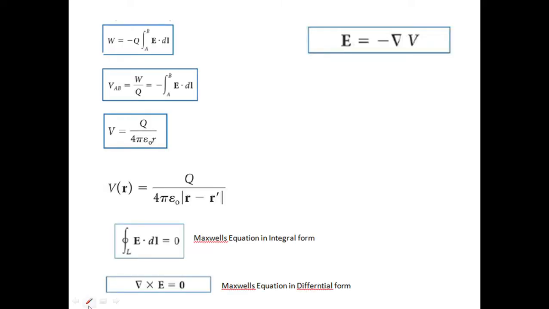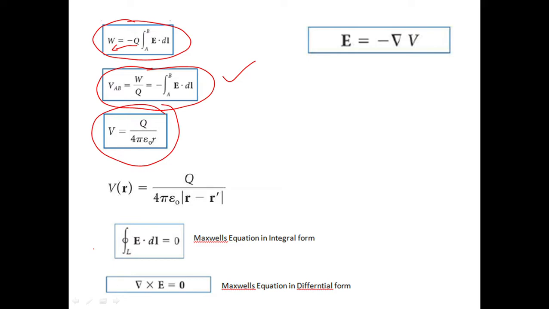So this was the equation for the work done, right? And the same thing, when we divide by this q, we get the potential difference. And then this is the absolute potential, or potential, and this is the potential at r when the charge is not at the origin, right?